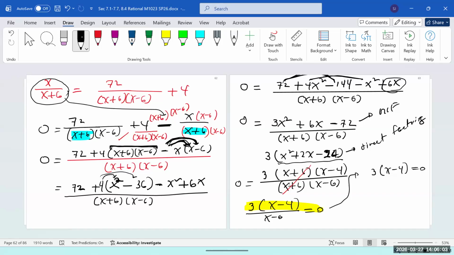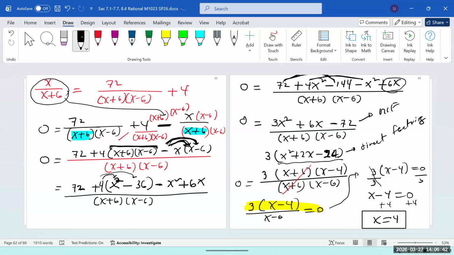Does 3 have any x next to that? 3 times x, do you have that? So this 3 is useless. We get rid of that by dividing. We have x minus 4 equals 0. And then how do you find x? Adding 4. So x equals 4. Do you have 2 solutions or do you have 1 solution? See, if you simplify fast, you don't have to worry about the denominator. But if you don't simplify, you have to worry about the denominator.